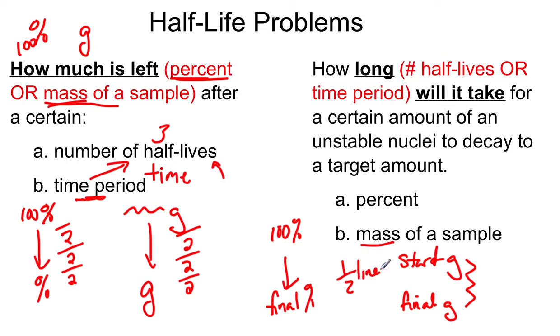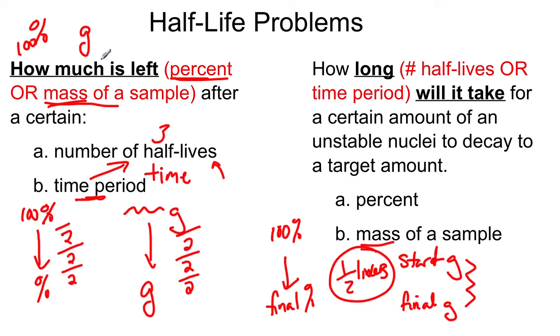And then maybe that's your answer. Maybe it says how many half-lives will it take, or you might have to convert half-lives to actual time periods, maybe years, months, days, seconds, whatever. And then that's a quick conversion. That won't be very hard to do.